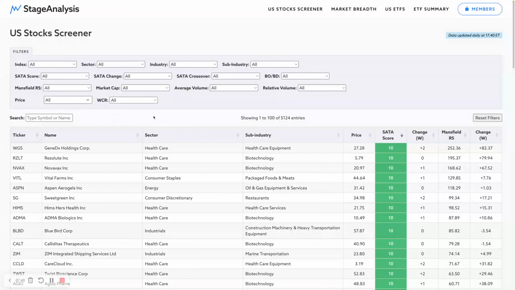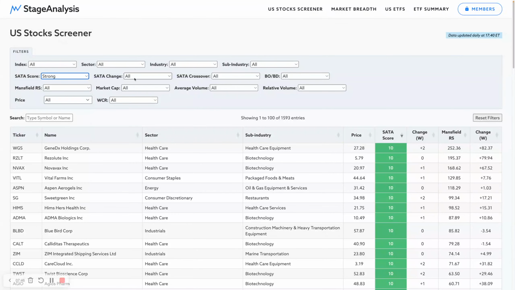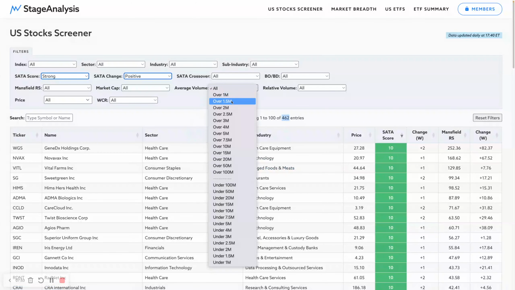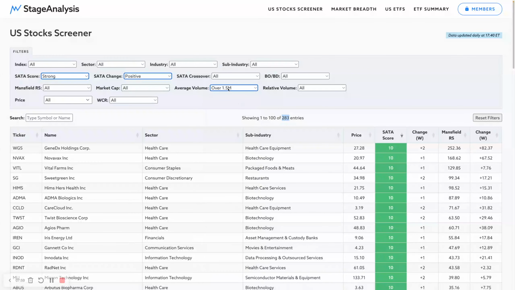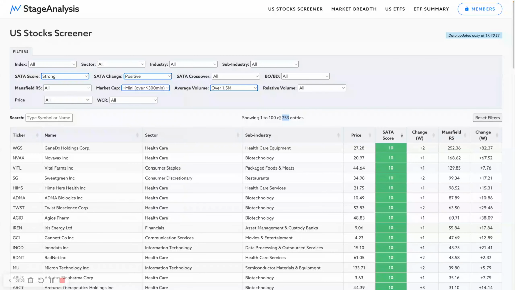So one of my favorites each day is to just go have a look at the stocks on a strong SATA score that have got positive change, so you can immediately see it's down to 462 stocks there. You want to get rid of some of the ones that don't have good average volume, so over 1.5 million for the week, so already down to 283, and then market cap over 300 million, so 253 there.